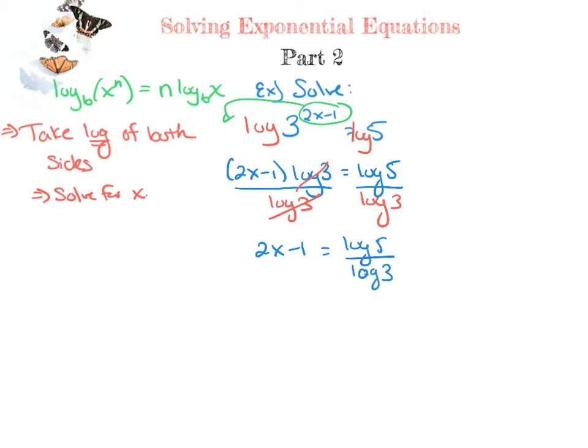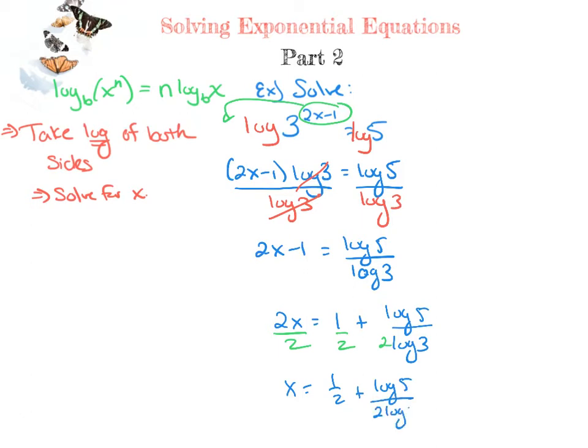Now add 1 to both sides, so 2x equals 1 plus log 5 divided by log 3. The final thing to do is divide everything by 2. I'm going to do that as a distributing problem. So the answer will be x equals 1 over 2 plus log 5 divided by 2 log 3.